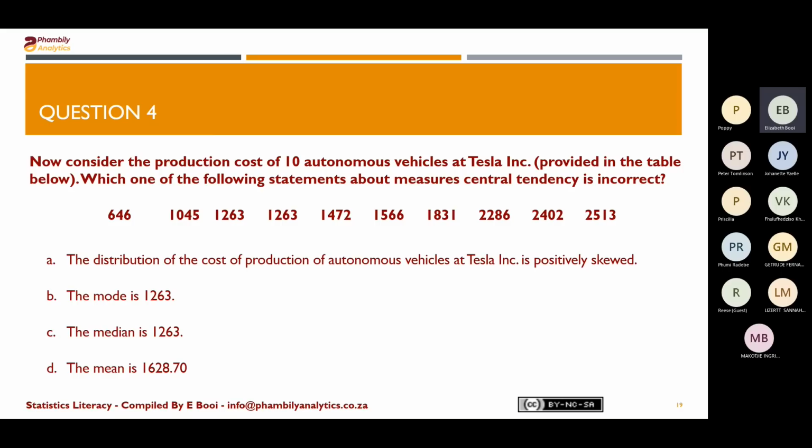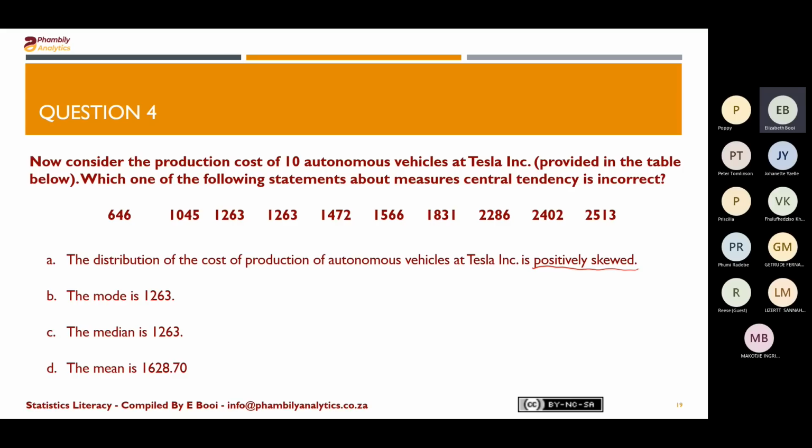So on this data set, you are given 10 autonomous vehicles at Tesla, and they're asking you to check which statement is incorrect about the measures of central tendency. And these are the production costs. Number A is asking you to find whether the distribution of this data set is positively skewed or negatively skewed. So therefore it means the same exercise we did previously, calculate the mean, the median, and come back and test this.